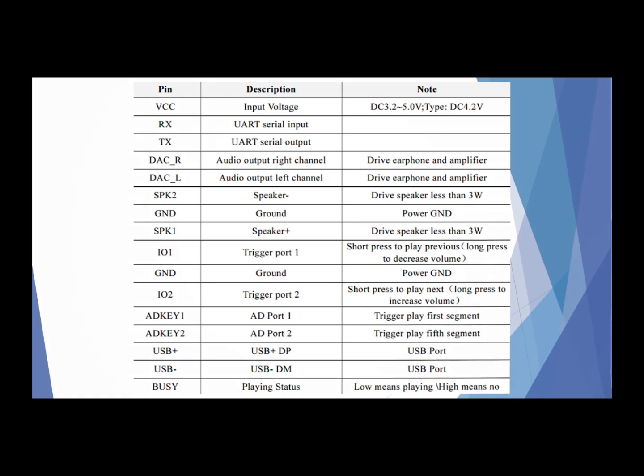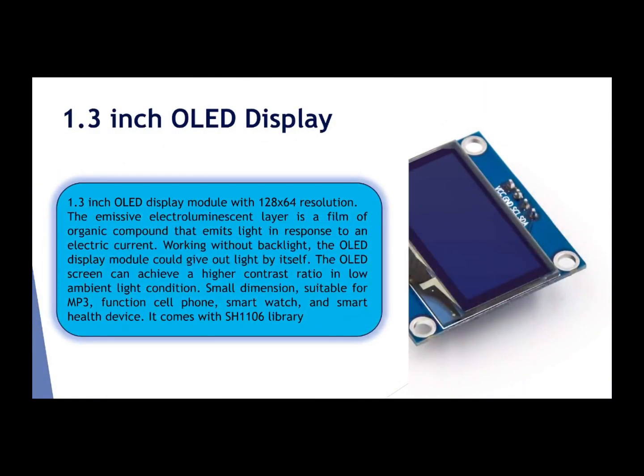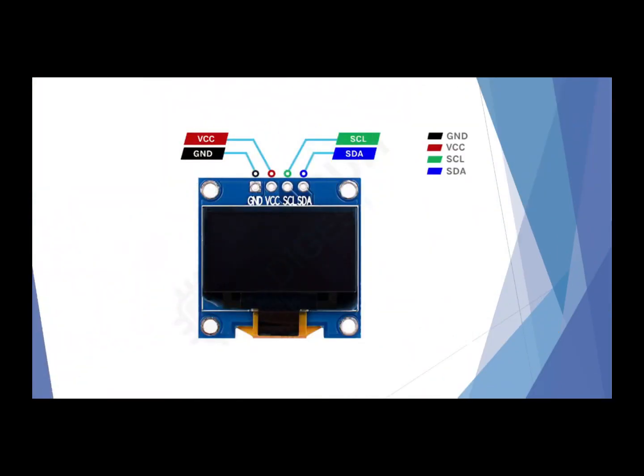Now the next important thing is the 1.3-inch OLED display for visual understanding. The 1.3-inch OLED display comes with 4 pins: VCC, ground, serial clock and serial data. It can be operated using serial communication between the Arduino and the 1.3-inch OLED display.